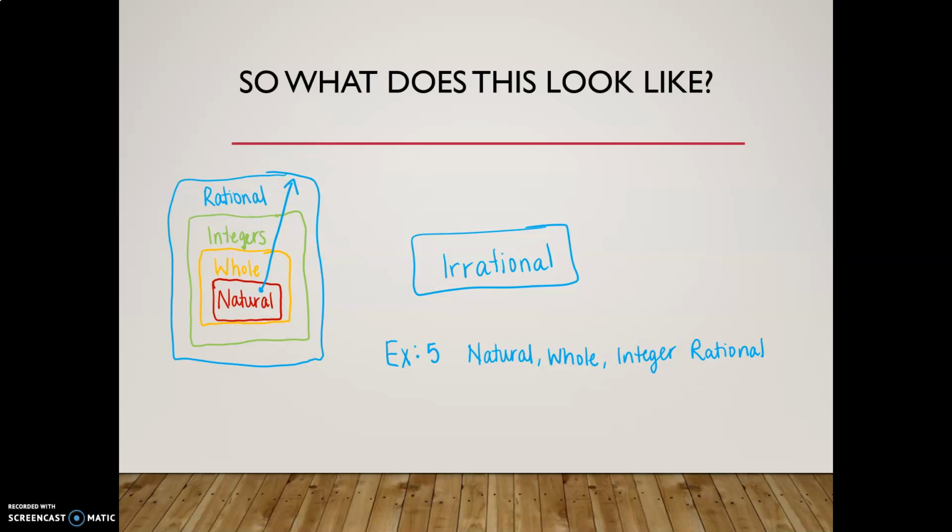If I had the number -3, that is an integer. It's not natural because I don't count with it. It's not whole because it's not 0 or counting. So it's got to be an integer. And then that means by definition that it also has to be rational.